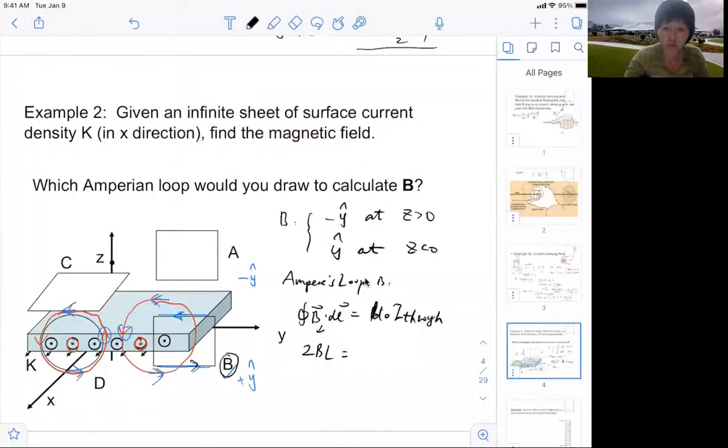I need to replug in, so hopefully that works. Okay, all right, sorry about that.